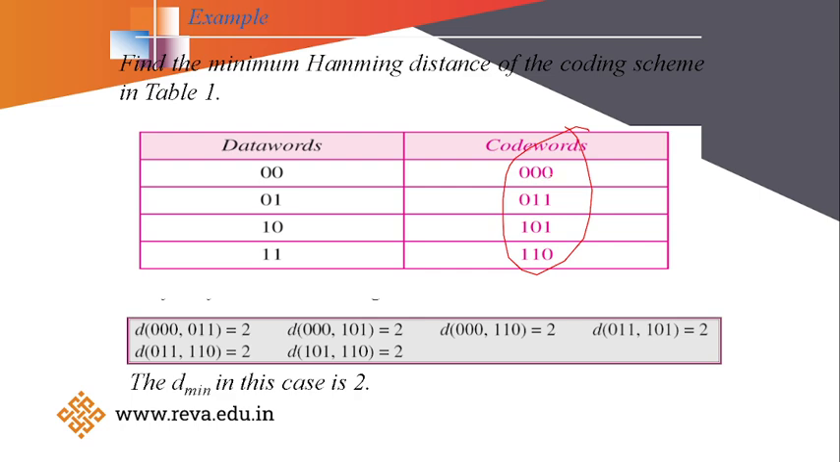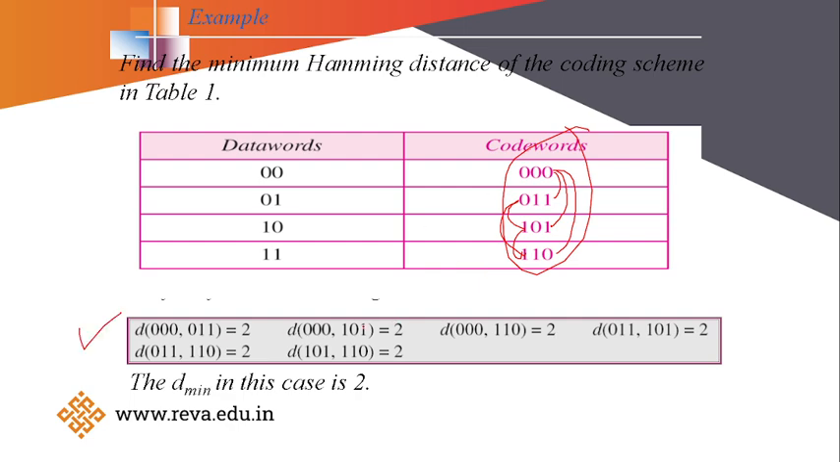So what should you do now? You should check the Hamming distance for all the possibilities. What I mean to say is, the Hamming distance between 000 and 011, between 000 and 101, between 000 and 110. Similarly, 011 and 101, 011 and 110, and 101 and 110. So all possibilities you need to check.